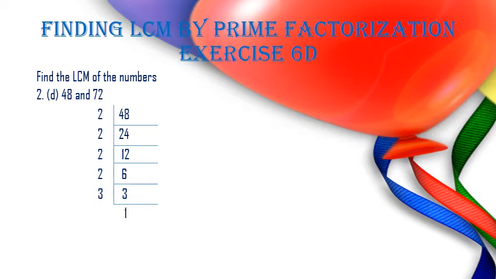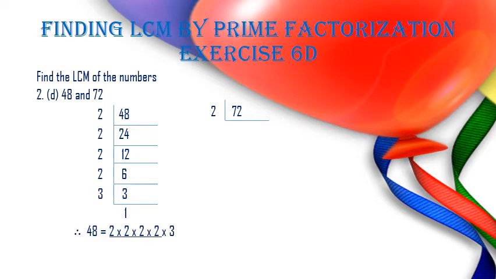So now what are the prime factors of 48? Well, it is 2 multiplied by 2 multiplied by 2 multiplied by 2 multiplied by 3. So this is the prime factorization of 48. Now let's come to the next number, which is 72. Again, the least prime number which can divide 72 completely is 2. So let us divide 72 by 2.